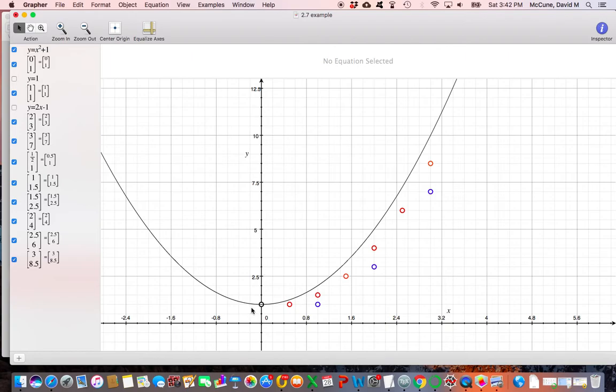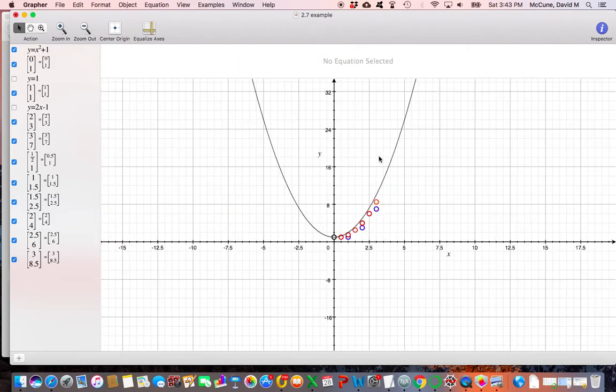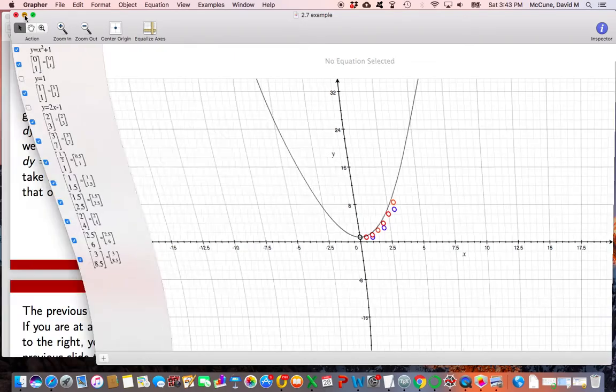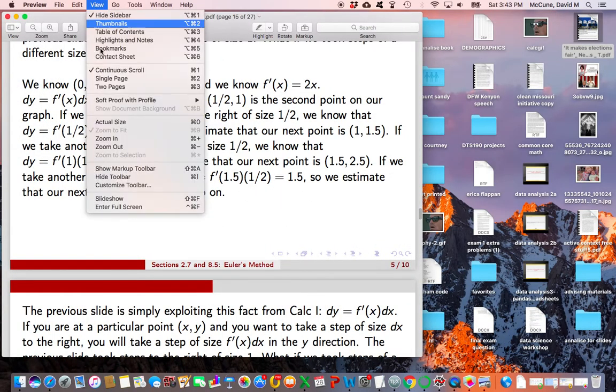Also notice if you were to connect the red dots, you get a better approximation of the actual curve than if you connected the blue dots. So in general, the smaller steps you're taking, the smaller the size of the step, the better an approximation you'll get of this curve. Okay, so let me now zoom out. And you can start to see, right, depending on your scale, the red looks pretty good, doesn't it? Better than the blue anyway. Okay, so that is the idea of Euler's method.